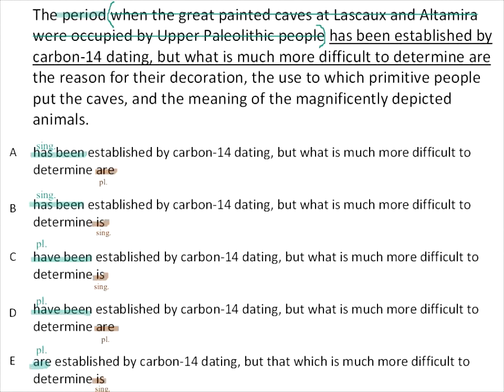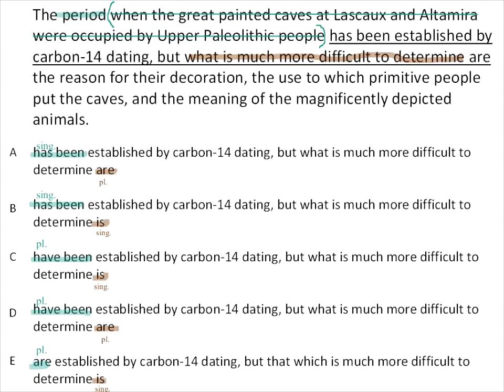Okay, there's a correct answer. I don't know if you guys can see the text box, but the subject of this clause is what is most, or what is much more difficult to determine. That, folks, is the subject.